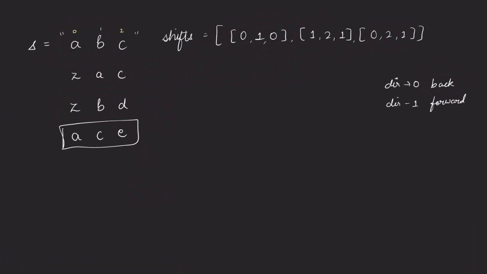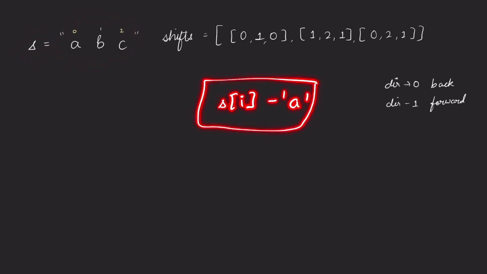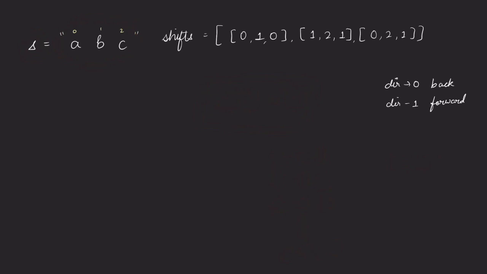Now if we try to convert these characters into numbers on the basis of their ASCII values, basically, if I am considering a character from string S, let's suppose S of I, and I do minus A, what will it do? For A, it will give me 0. For B, it will give me 1. For C, it will give me 2, and so on. And Z will give me 25. So all the numbers will come in the range 0 to 25. So A will be 0, B will be 1, and C will be 2.